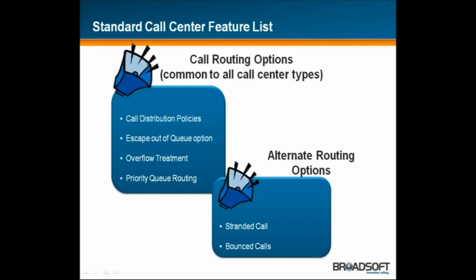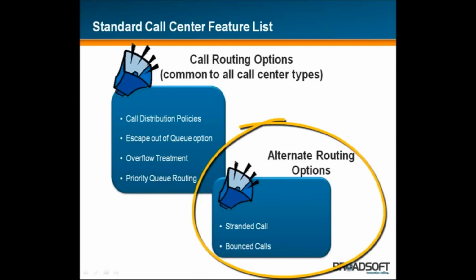Now let's review the call routing options available in the standard call center solution. The features that are available in a standard call center that are not available in a basic call center are listed under alternate routing options on your screen. The first new routing option is the ability to handle bounce calls, meaning treatment of calls which are offered to an agent but not answered. In other words, the agent was signed in as available but did not answer the call.